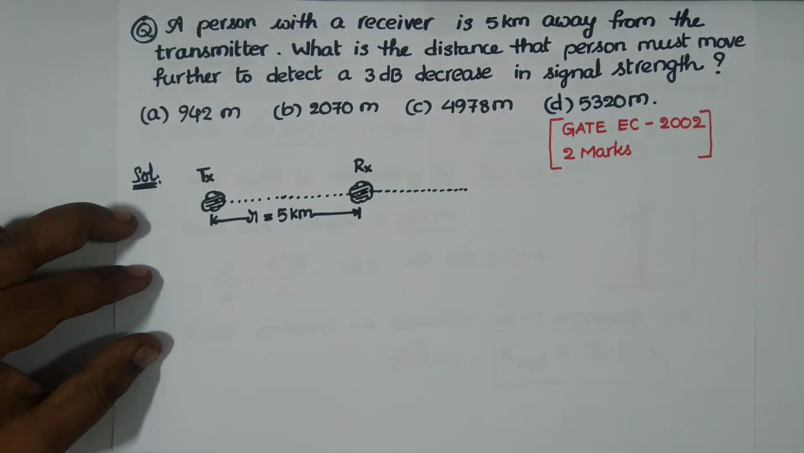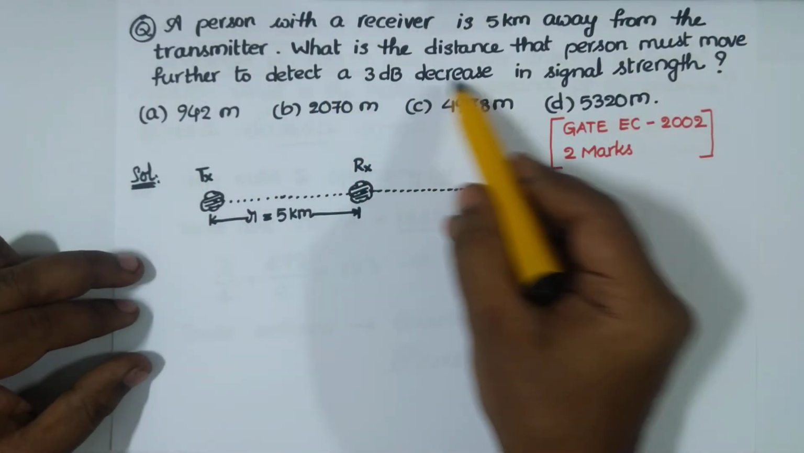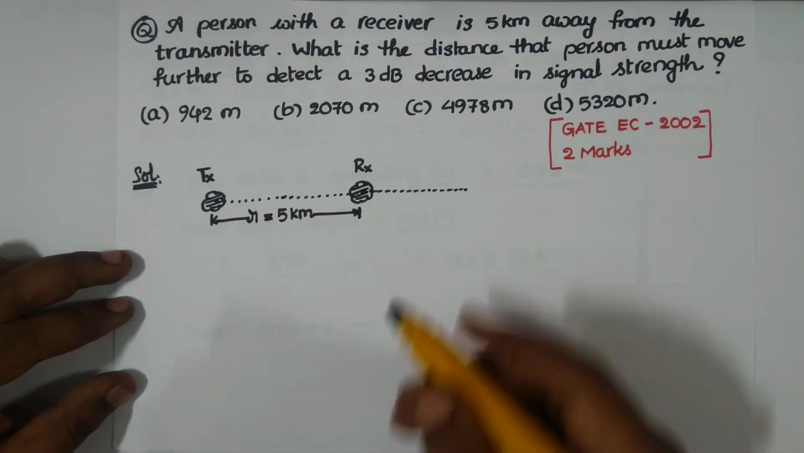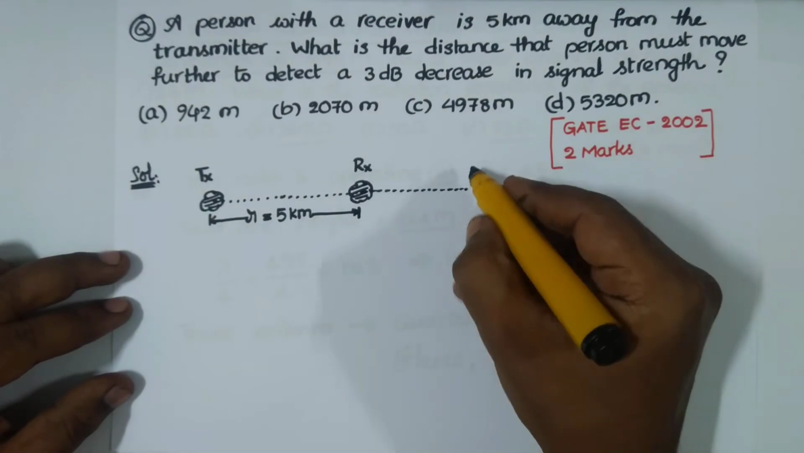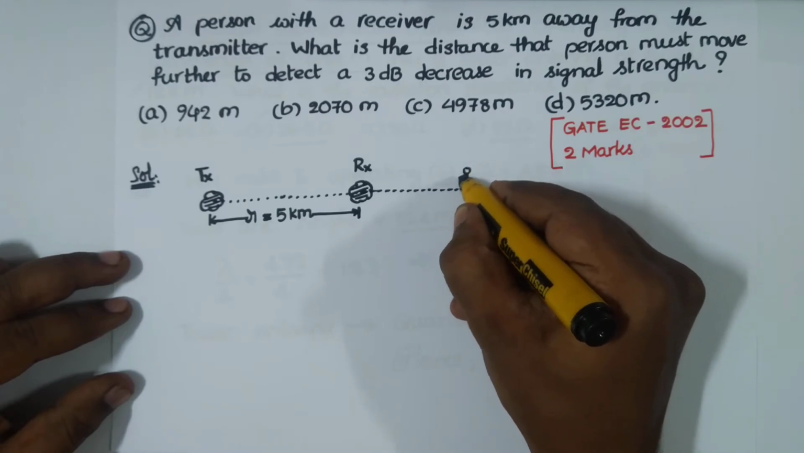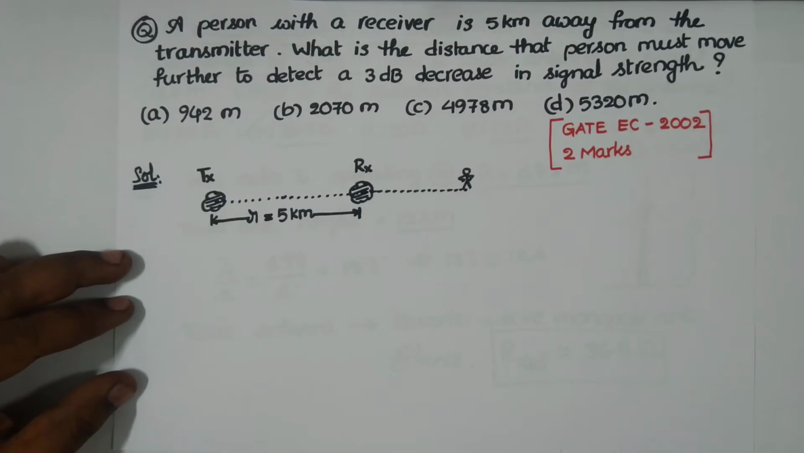Now really we don't know how far he has to move so that he could detect a 3 dB decrease in signal strength. Let's stop somewhere like this. Let's say this person stopped here. Now he is just resting his hands on his waist and thinking whether or not he detected a 3 dB decrease in signal strength.